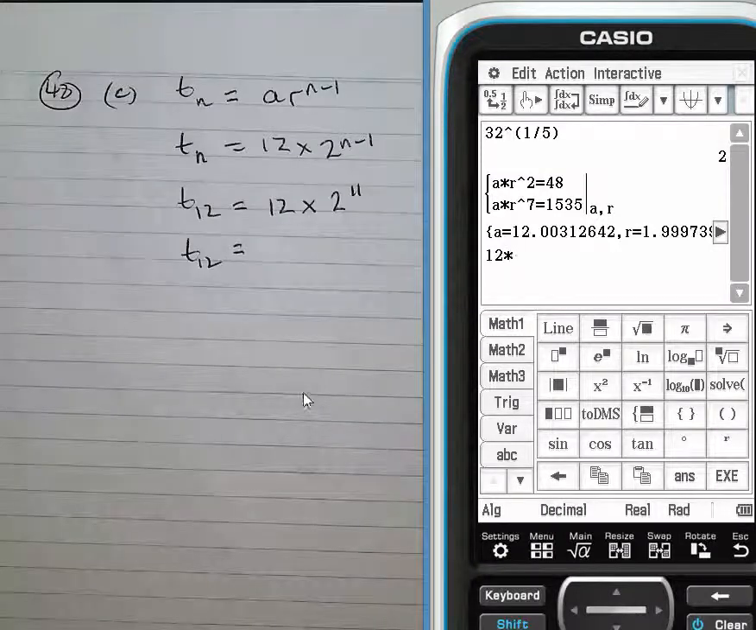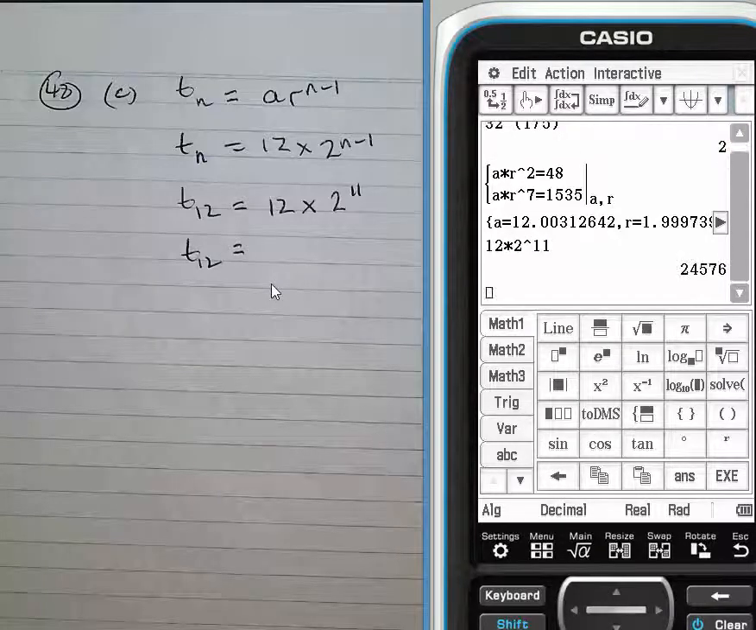So just finishing off this question, I'm after the 12th term. So 12 times 2 to the power of 11 will give us 24576.